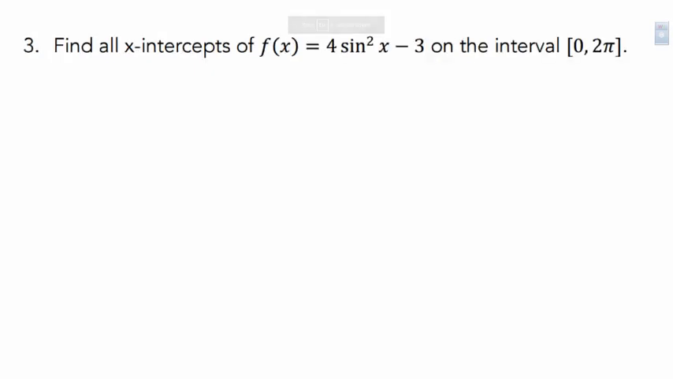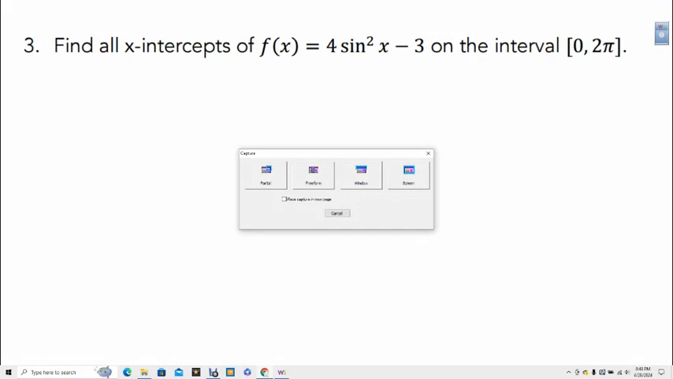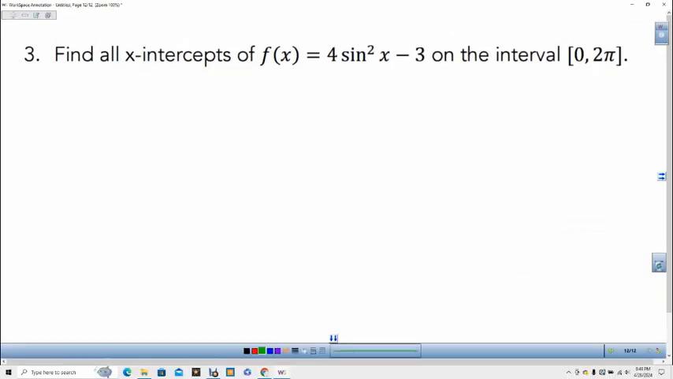All right, so let's find all the x-intercepts of f of x equals 4 sine squared x minus 3 on the interval from 0 to 2 pi. So remember, an x-intercept is going to be where x equals whatever, but y always equals 0. If it's going to cross that x-axis, the y value has to be 0.